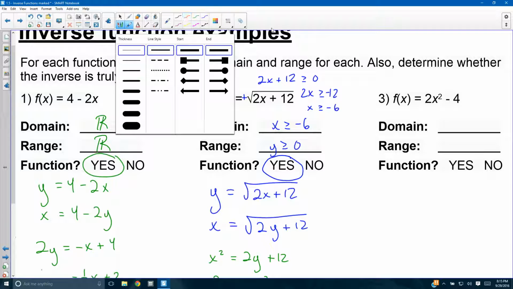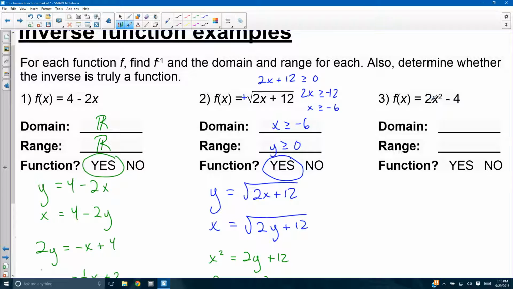Okay, so this last one here. F of x equals 2x squared minus 4. The domain should be all real numbers. I should be able to plug anything in there. In my range, I want you to think about where this vertex is going to be. It's going to be at 0, negative 4. It goes upward, so y can be greater than or equal to negative 4.